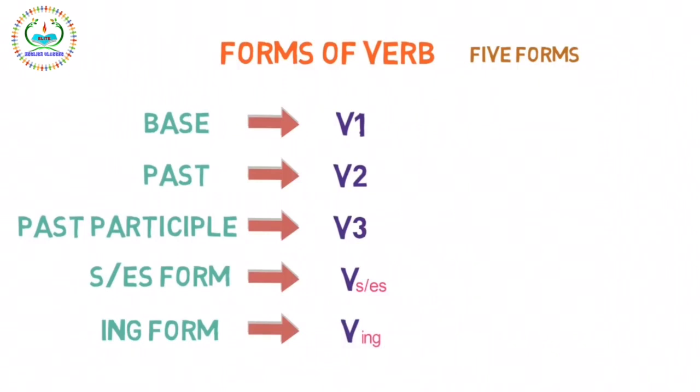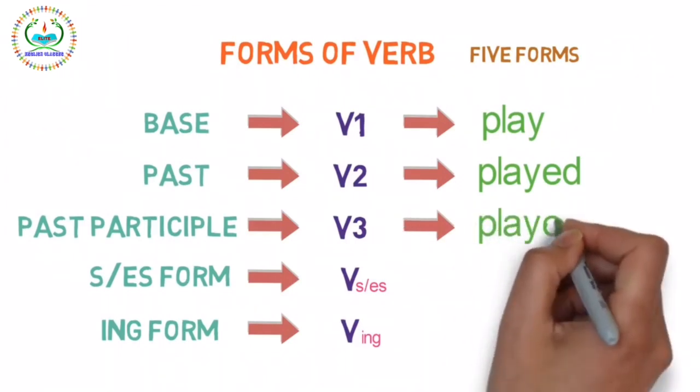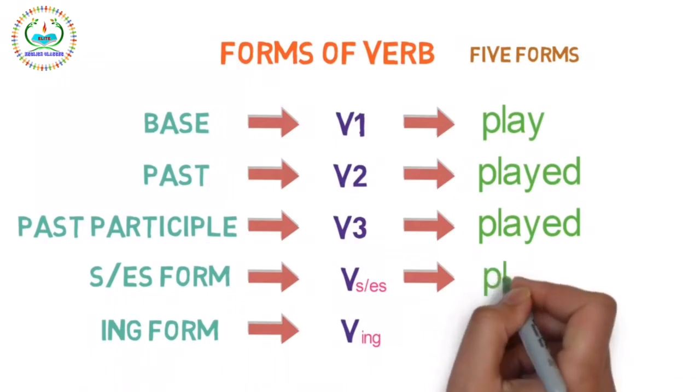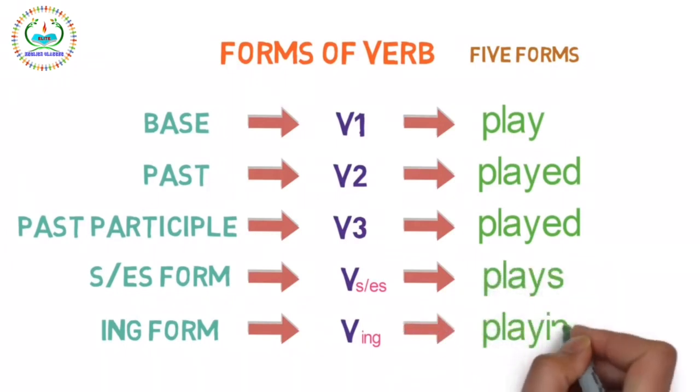Let's look into an example of the verb play. The base form of play is play. In the past form, it is played. And in the past participle, it is played. In the S/ES form, it is plays. And in ING form, it is playing.